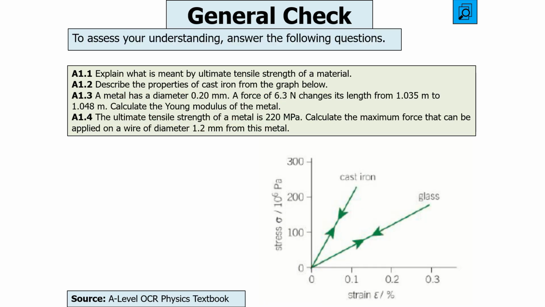The next question says, explain what is meant by the ultimate tensile strength of a material. Describe the properties of the cast iron from the graph shown below. Then a metal has a diameter of 0.20 millimeters. A force of 6.3 newtons changes its length from 1.05 meters to 1.048 meters. Calculate the Young modulus of the material. Then the ultimate tensile strength of a metal is 220 megapascals. Calculate the maximum force that can be applied on a wire of diameter 1.2 millimeters from this metal. So pause the video now and unpause the video and you'll want to go through your answer.